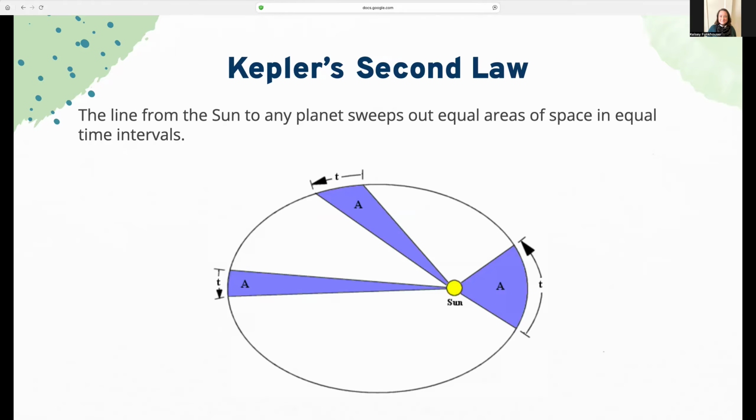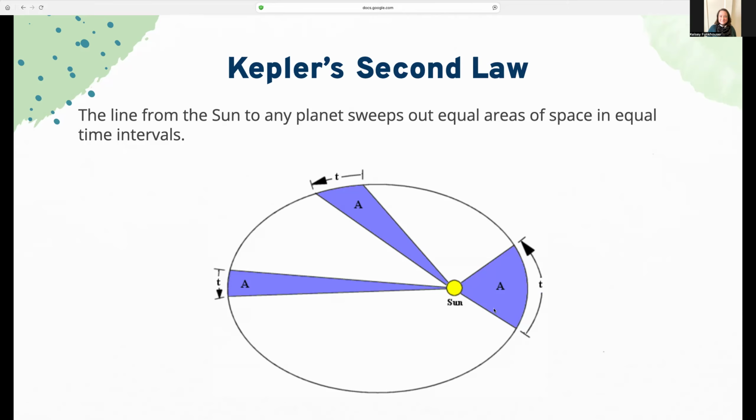Then we have Kepler's second law that says the line from the sun to any planet sweeps out equal areas of space in equal time intervals. And I know that sounds confusing, but really what it means is that the planet moves faster when it's closer to the sun and slower when it's further away. So hold on to that part as the main meaning.